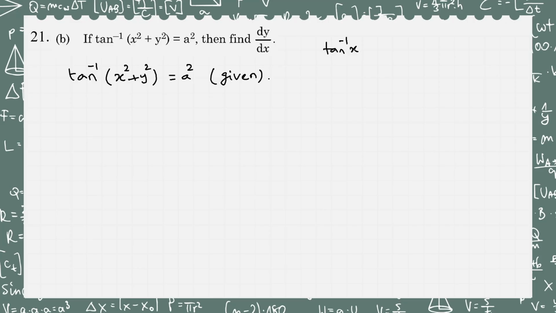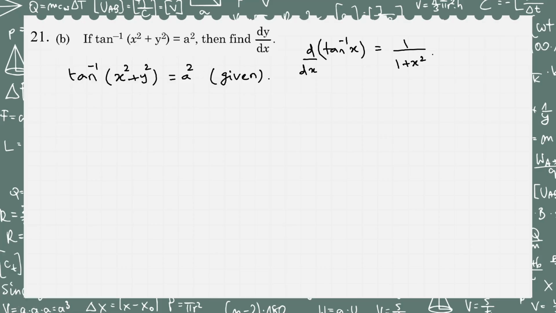tan inverse x's derivative will be 1 by 1 plus x square. So when you directly differentiate this, you will get 1 by 1 plus this value and then this guy's differentiation again. So that will complicate the problem. We are going to apply a shortcut here.